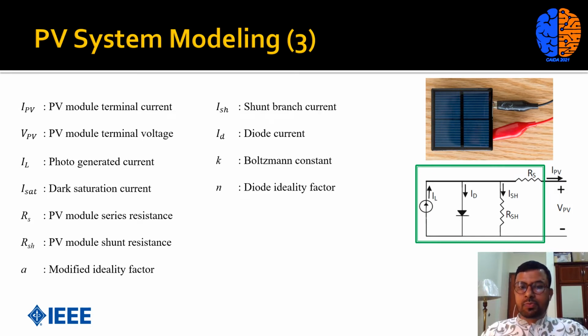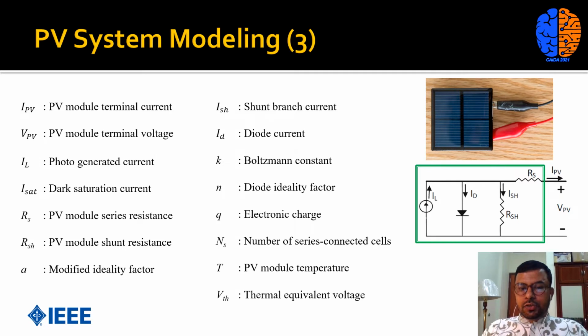ISH is the shunt branch current, ID is the diode current, K stands for the Boltzmann constant, and N stands for the diode ideality factor. Q is the electronic charge, NS stands for the number of series connected cells, T represents the PV module temperature, and VTH stands for the thermal equivalent voltage.